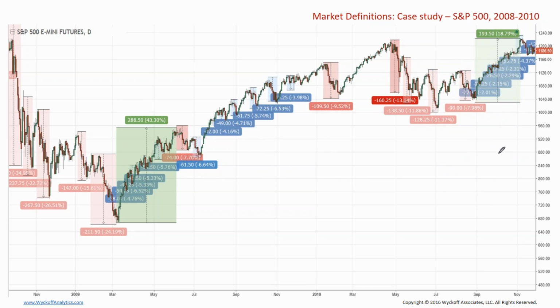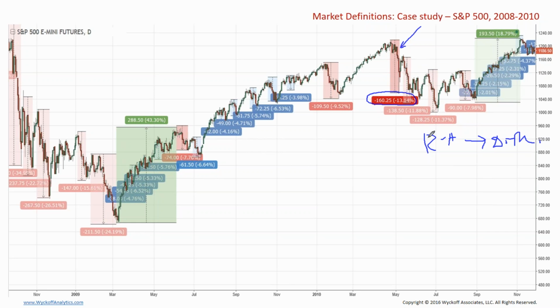All right. Question. What if reaccumulation becomes a distribution? And in this case, it's kind of where we could potentially go with this, right? Because this first change of character on the flash crash in 2010 is actually quite substantial.